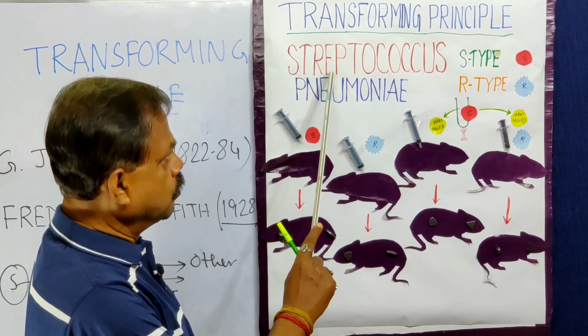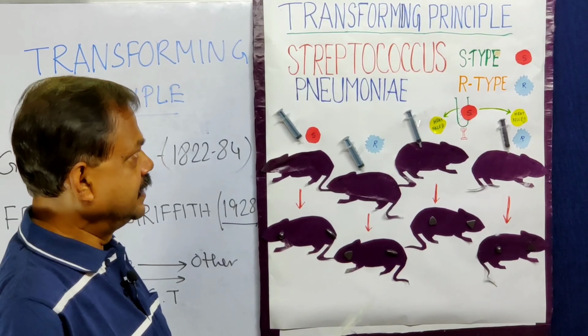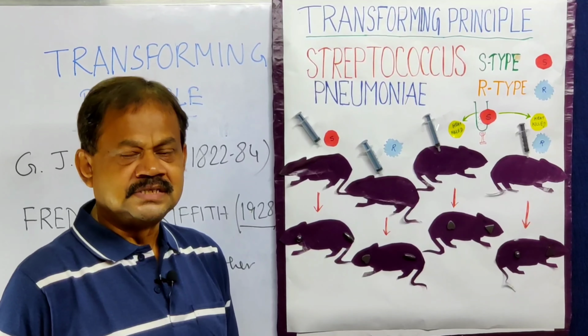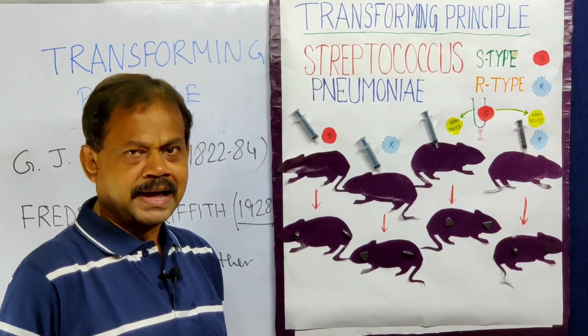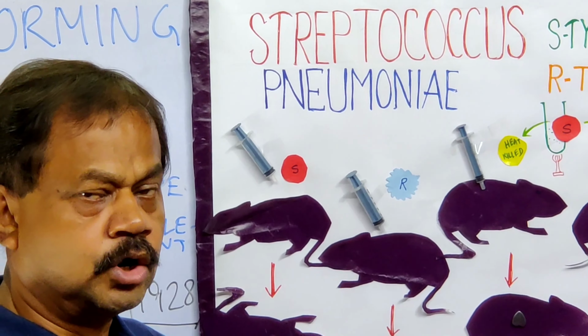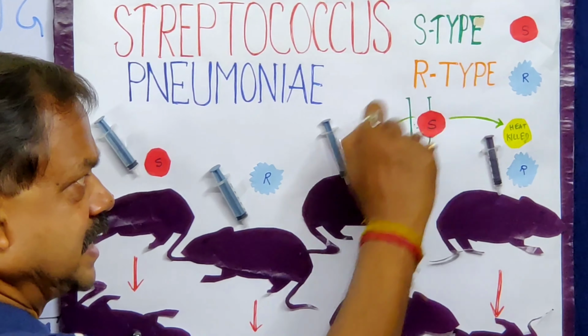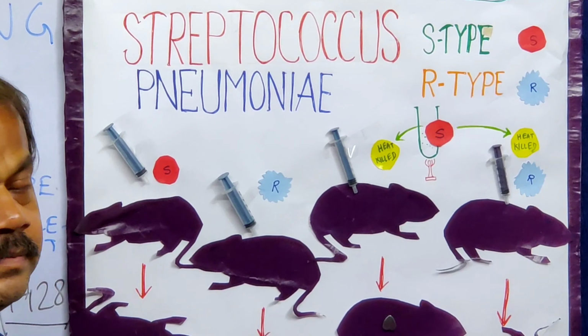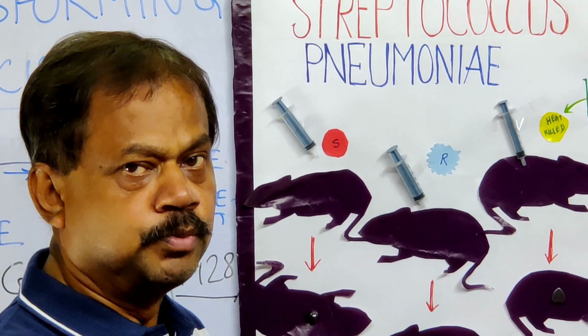He took one bacteria, that is Streptococcus pneumoniae. This bacteria causes the disease pneumonia in mice. This Streptococcus pneumoniae has two strains or two types. One is S type, that is virulent, and another is R type, that is avirulent, meaning non-poisonous.